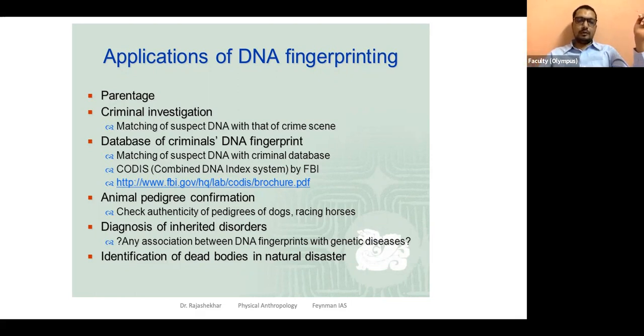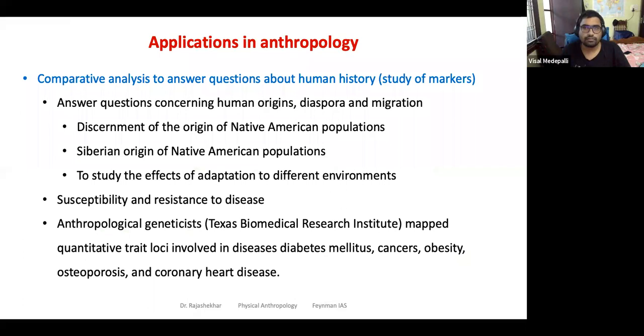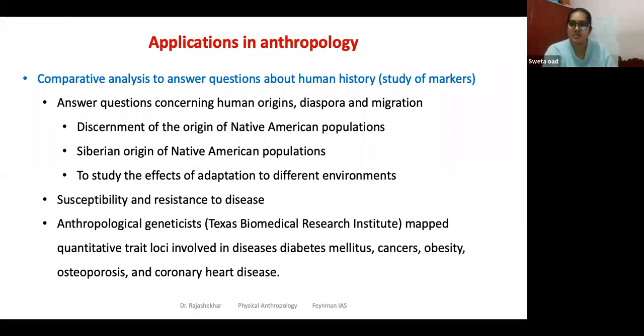Anything specifically related to anthropology in addition to some of these? Archaeology. Fossil studies, okay? Identifying or linking the fossils with each other. Relationship: how similar is the fossil that has been identified to the existing humans or to the previously studied fossils of humans? So evolutionary studies, and also human migration.